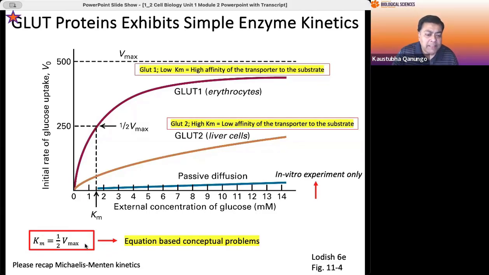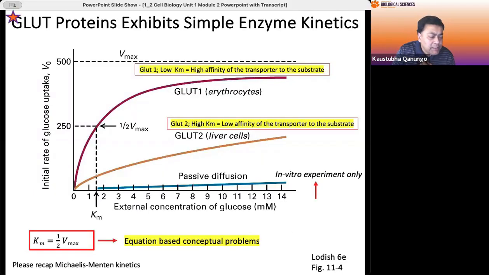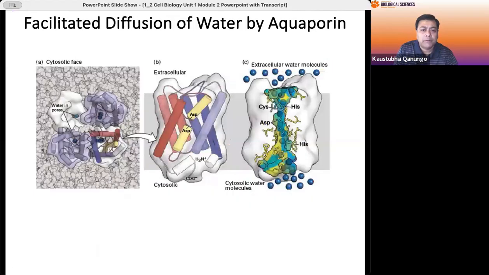For the exam, this is all you need: Km equals half the Vmax, and the degree of the affinity. Lower Km, higher speed; higher Km, lower speed. That's all you need. All right. So, yep, that will do it. This was probably the detailed part of it, a little bit of math.